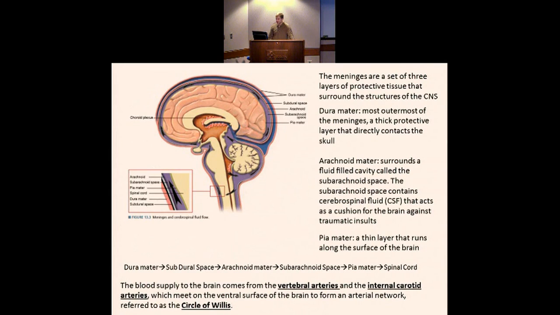There's a space below it called the subarachnoid space. That's going to contain your CSF. So that's the main thing there. Dura is protection, the arachnoid holds the CSF, and your pia mater is just a thin layer that runs along the surface of your brain. The brain's blood supply comes from your vertebral arteries and the internal carotid arteries.